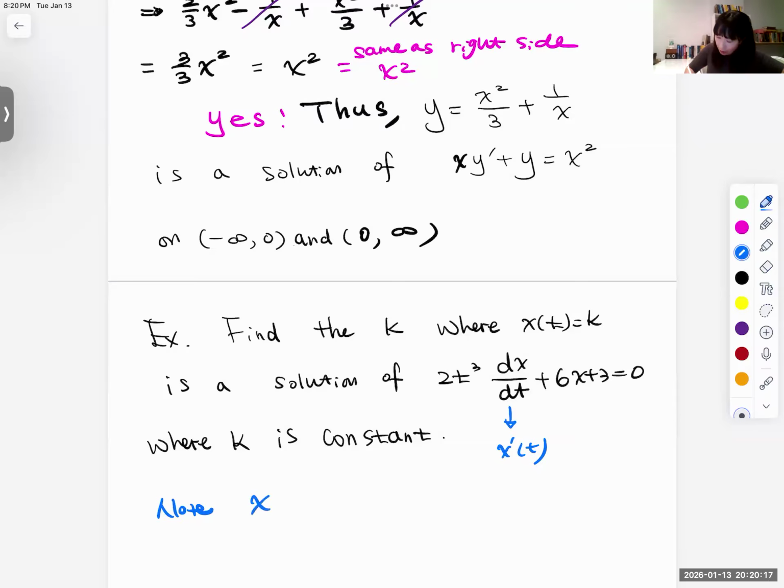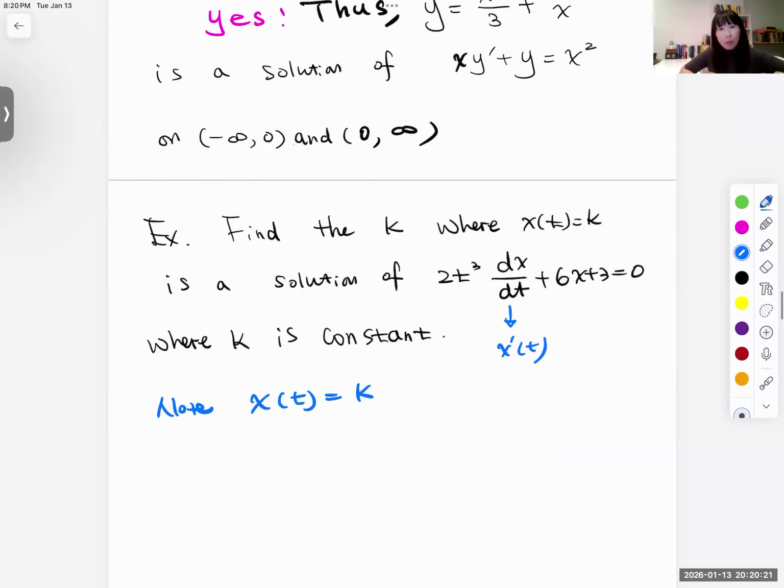We have x over t equal to k, right? What is x prime over t? They said k is constant. We take the derivative of a constant. What do you get? Very good, it's zero, right? So it's zero because k is constant.